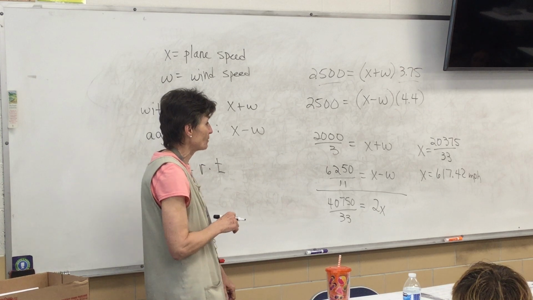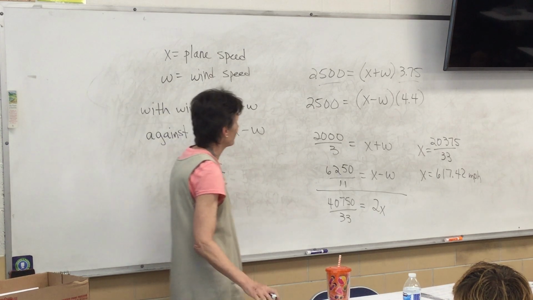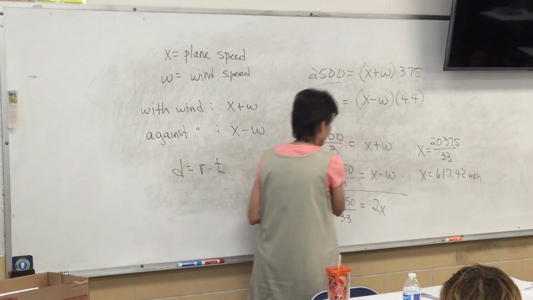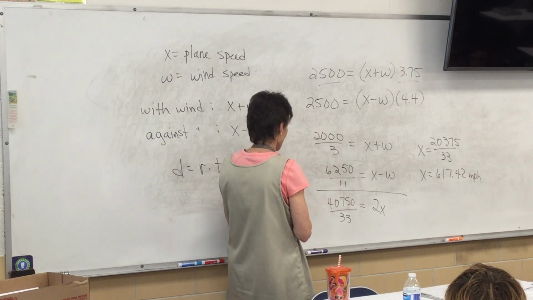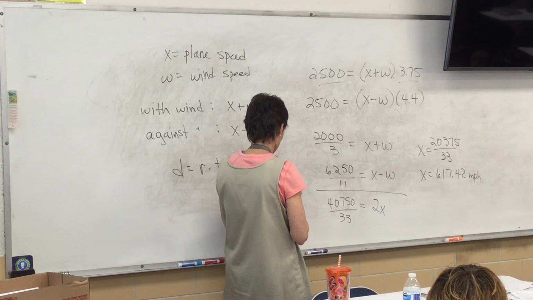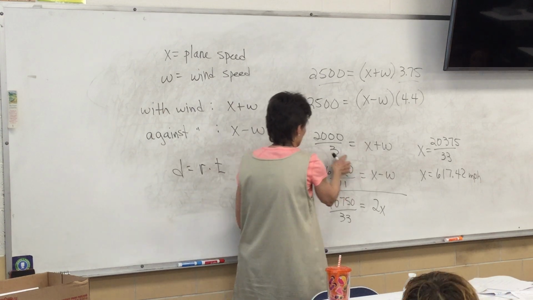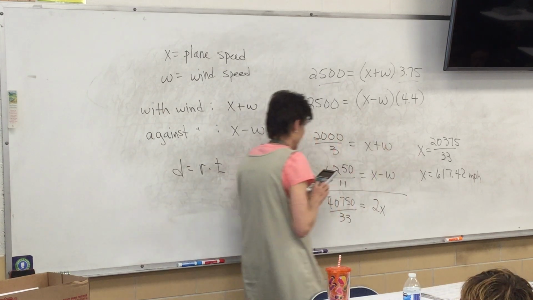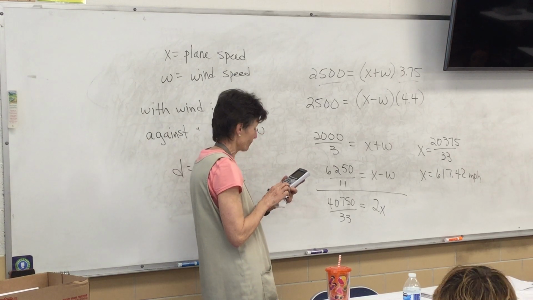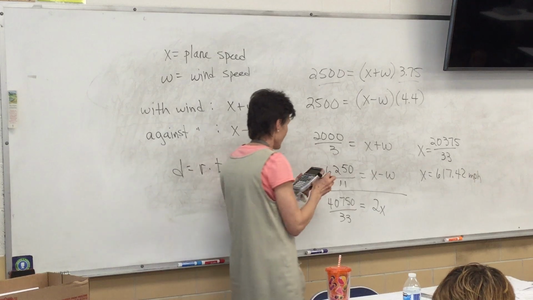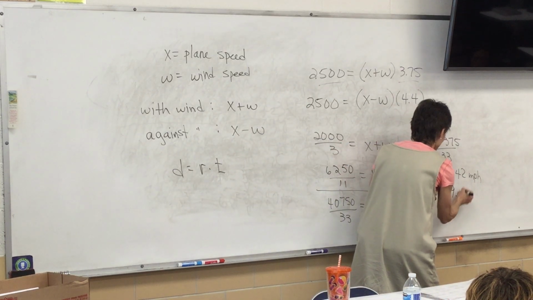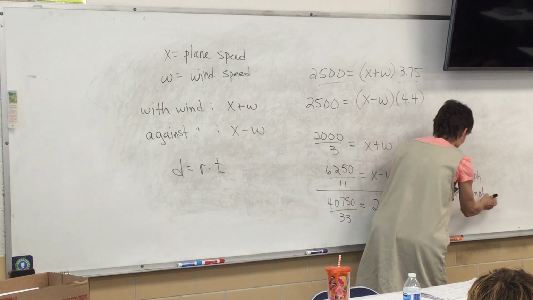How do I find the speed of the wind? Plug her back in, that's right. Let's see, where am I going to plug back in? Maybe I'll take 2,000 thirds and subtract x. And I got the wind is 49.24 miles an hour.